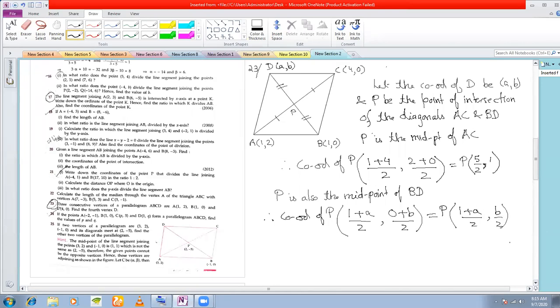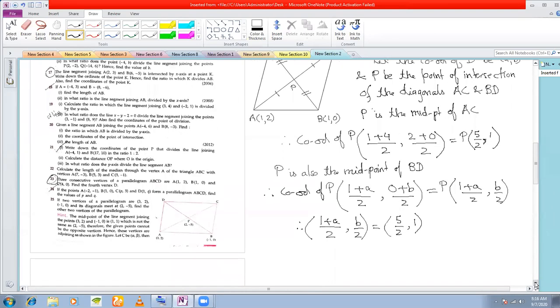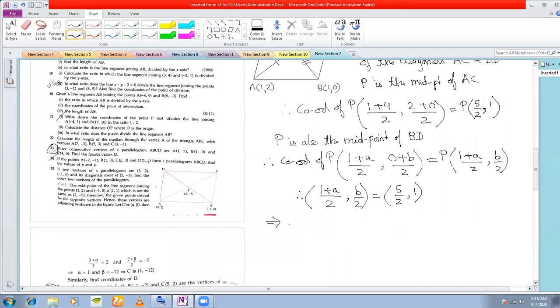You're getting two coordinates of P here, so they must be equal. Therefore, (1 plus A) divided by 2, comma B by 2 must be equal to 5 by 2, comma 1. So we get the values of A and B. We get two equations equating the x coordinates: 1 plus A divided by 2 is equal to 5 by 2, and B by 2 is equal to 1. That means 2 will cancel from here. You'll get A is equal to 5 minus 1, equal to 4, and B is equal to 2.